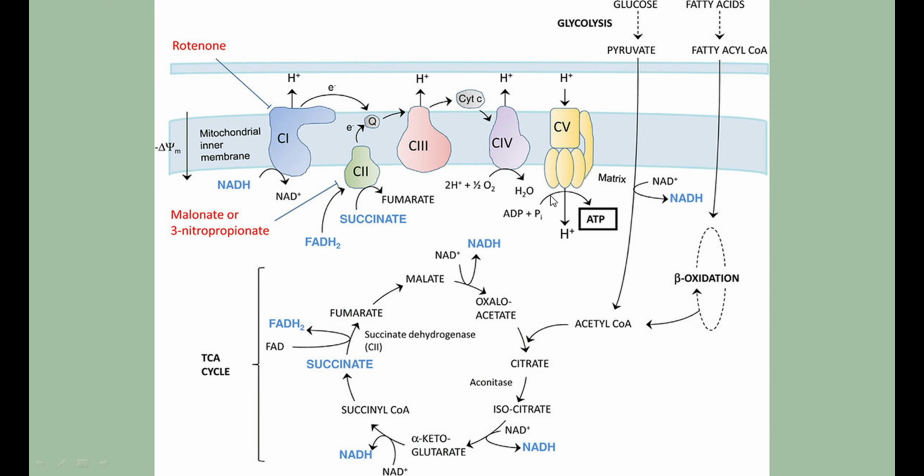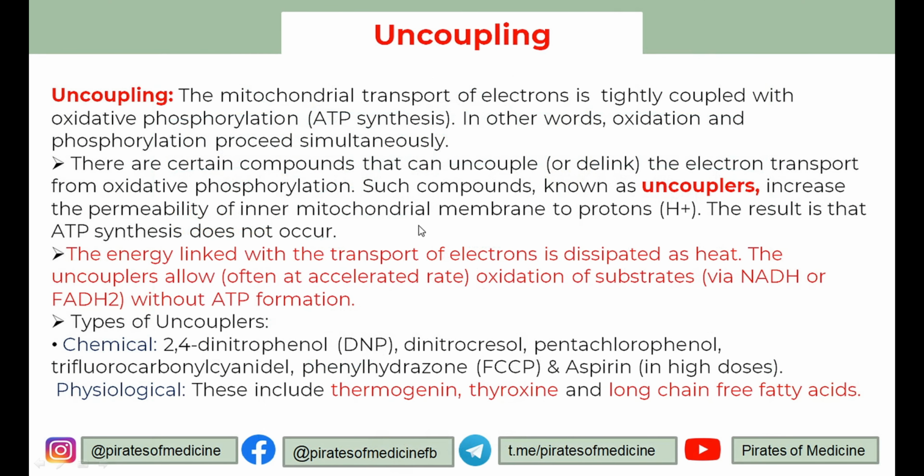What is the significance of this process? The significance is that the energy linked with the transport of electrons is given out as heat, and it is not used to form ATP. So energy is not formed, but it is given out as heat. Now this is very important in certain cold regions. You can see this process of uncoupling in polar bears, in certain hibernating animals, or even in our babies or people who are adapted to cold.